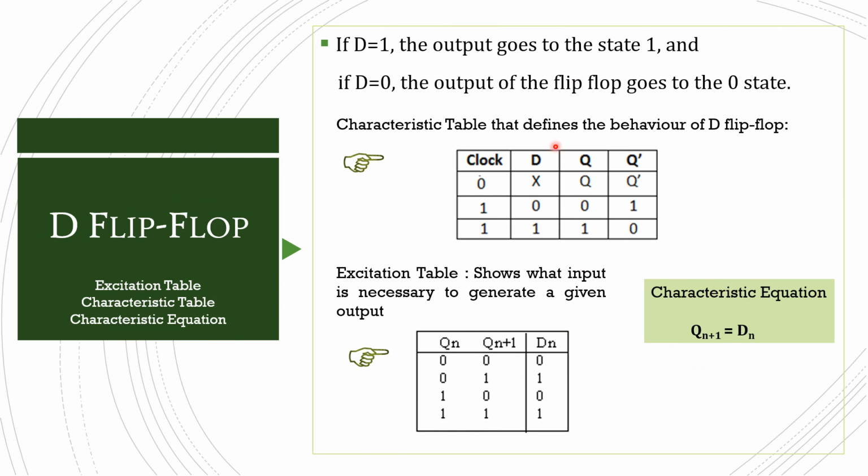Now let's discuss the behavior of the D flip-flop. If D is equal to 1, the flip-flop goes to the logic 1 state, and if D is equal to 0, the flip-flop goes to the logic 0 state.